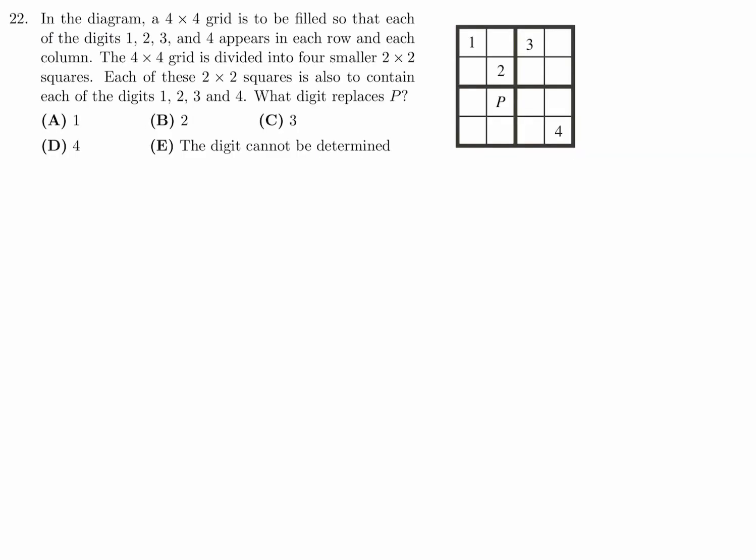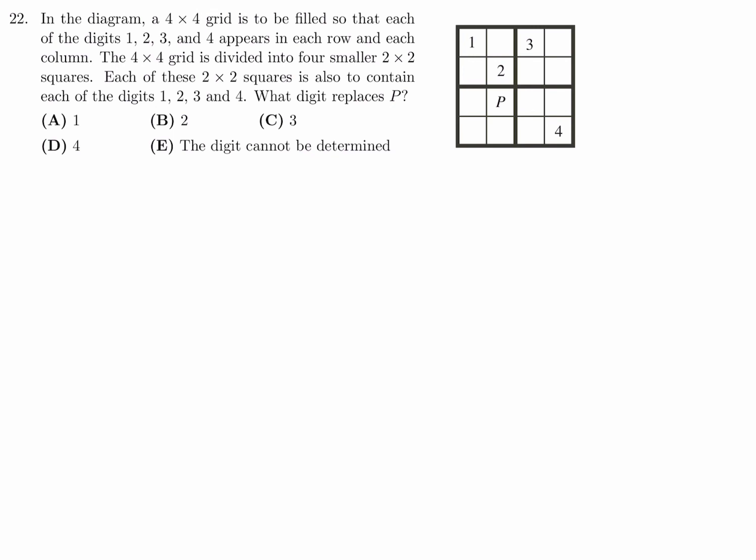In the diagram, a 4x4 grid is to be filled so that each of the digits 1, 2, 3, 4 appears in each row and each column. The 4x4 grid is divided into 4 smaller 2x2 squares. Each of these 2x2 squares is also to contain each of the digits 1, 2, 3, 4. What digit replaces P?